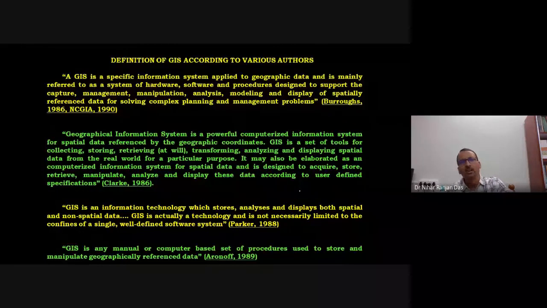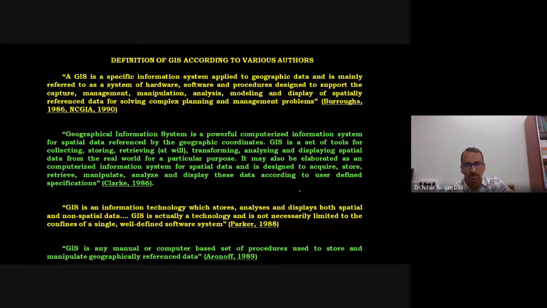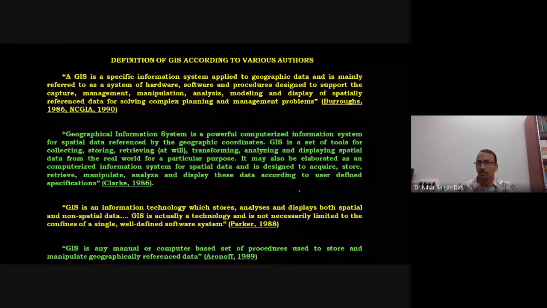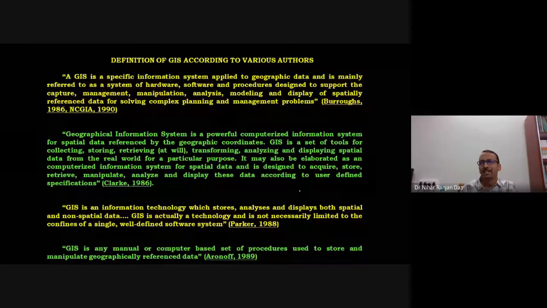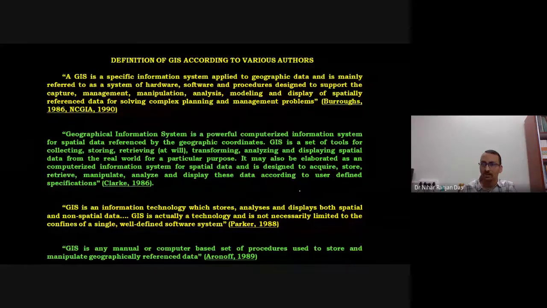In fact, a lot of definitions exist from several authors, as it is an emerging discipline. Earlier, the geographical information system was just a software tool for digital mapping or digital cartography. But now, gradually, it has come up as a separate discipline, and many things have been incorporated and integrated into GIS.